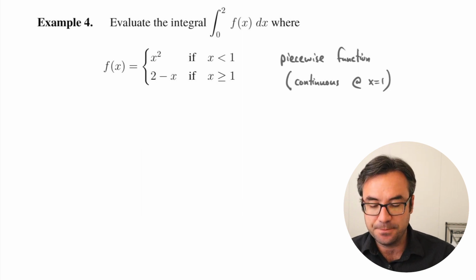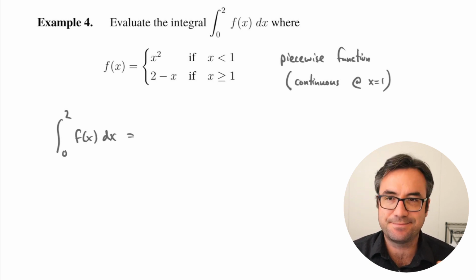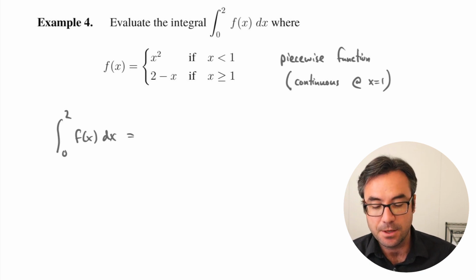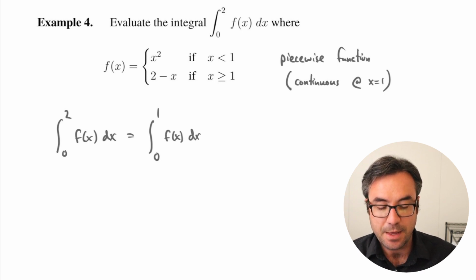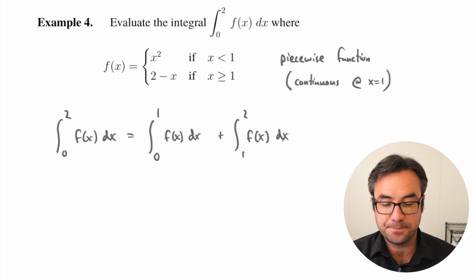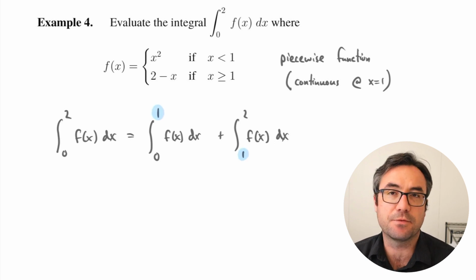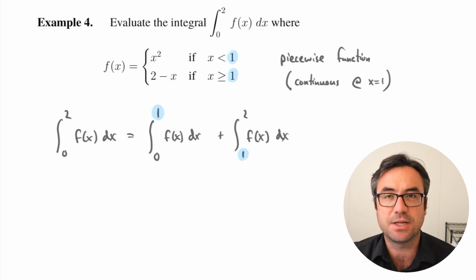So there's two different formulas that we would need to use here. So our strategy, if we're going to calculate this integral from 0 to 2, well, rather than trying to do this outright, we're going to split up this integral based on the pieces of our function. So we're going to integrate from 0 to 1, our function, and then we'll integrate from 1 to 2. And why did I choose to split up our interval here at 1? Well, that's because our piecewise function splits up at 1.